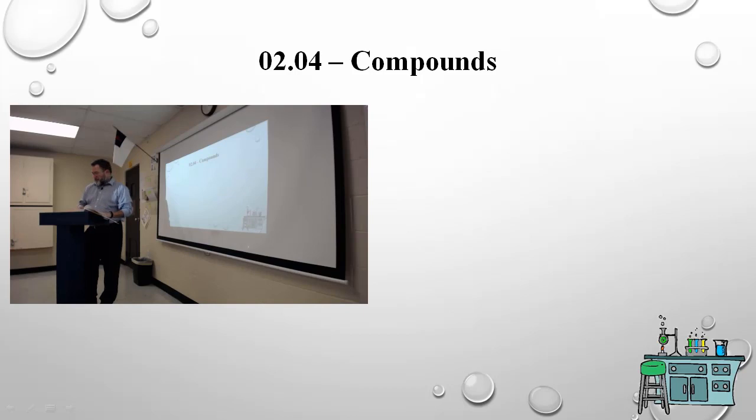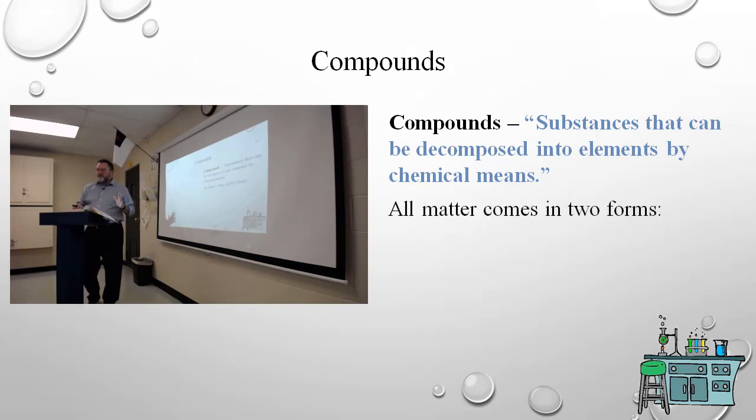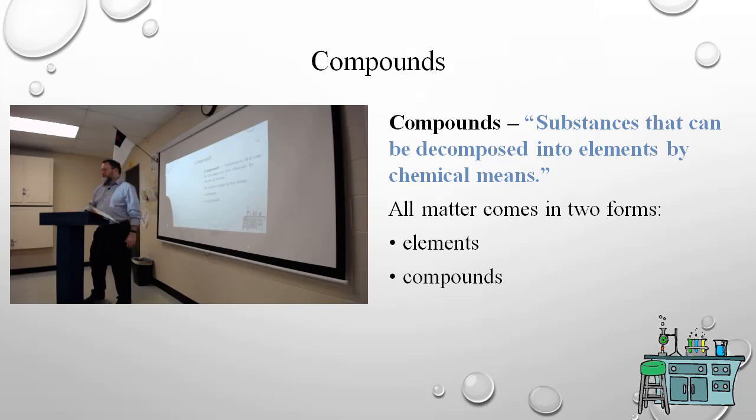So here we go. What is a compound? It's a blue definition in your book on page 54 that a compound, those are substances that can be decomposed into elements by chemical means. It can be decomposed. All matter comes in two basic forms. They're either in the form of elements or in the form of compounds.